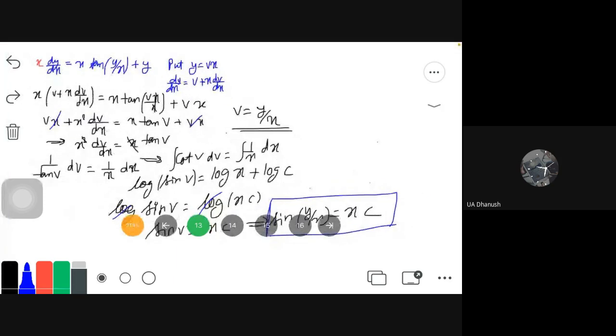So we were given a differential equation and we have successfully solved it and got the solution of the required differential equation as sine of y by x is equal to x into c. Please take a screenshot of this. So we have completed the third type also. Now we'll go to the fourth type, linear differential equation.